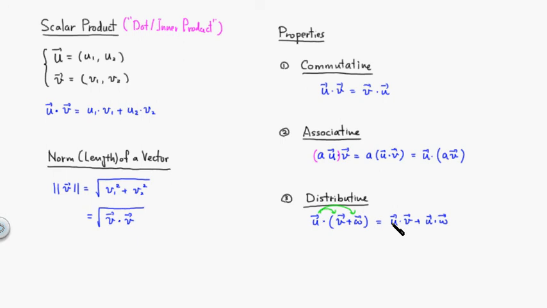All right, so those are the three properties of scalar product, and we can express the norm of the vector using inner product or dot product. And the dot product definition is just component-wise multiplication, then add them all up. All right, that's it. I hope that this was clear.